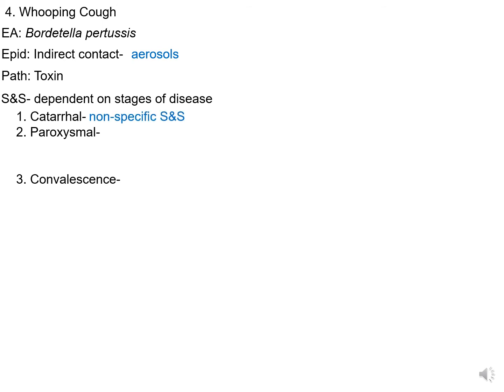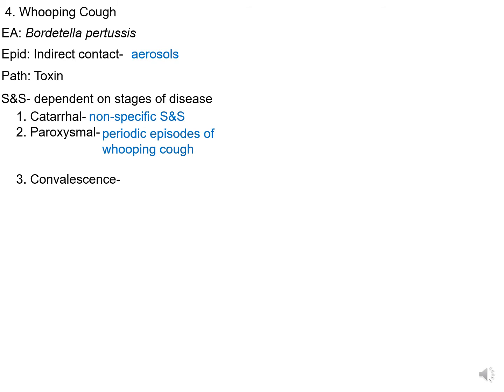Now, the catarrhal stage is where we get the nonspecific signs and symptoms. You ache, you're tired, you just don't feel right. Okay, very similar to the prodromal phase that we talked about in chapter 16. From there, we go into the specific signs and symptoms, where here, the paroxysmal stage, we will see the periodic episodes of this horrendous whooping cough.